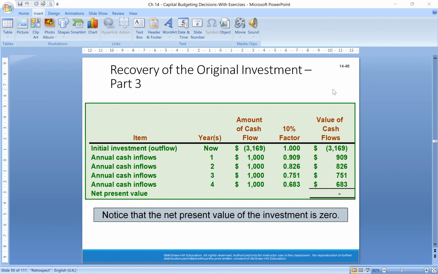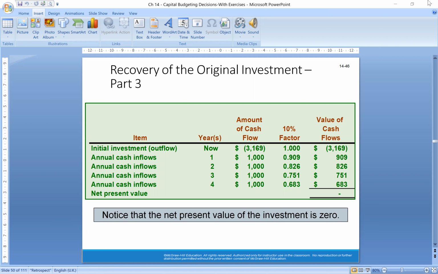The annual cash inflows, again, we can use it 4 times using table number 1, or 1 to 4 using table number 2. So these factors come from table 1, or if the cash flows are the same, we can use table 2, and we do have a new factor. So the total of the net present value in this case is 0.